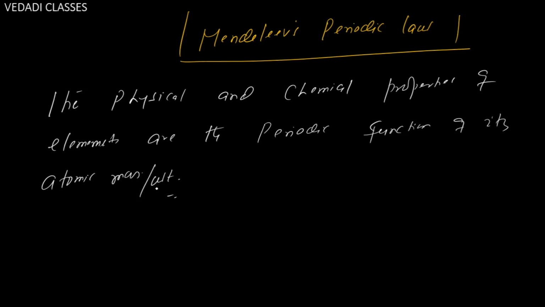Mendeleev stated that as the atomic masses change, the physical and chemical properties of the elements will also change. This is known as Mendeleev's periodic law. At that time very few elements had been discovered, only 63 elements.